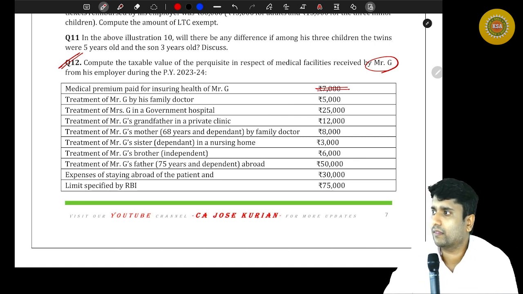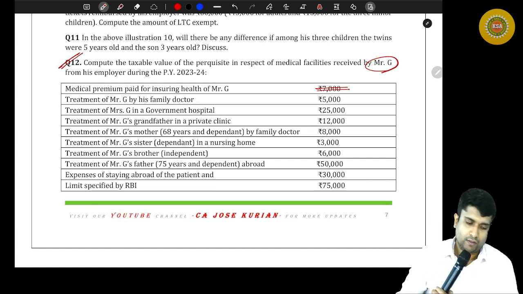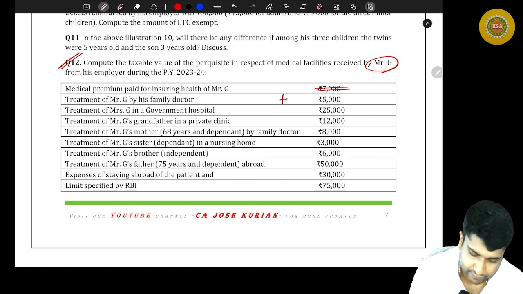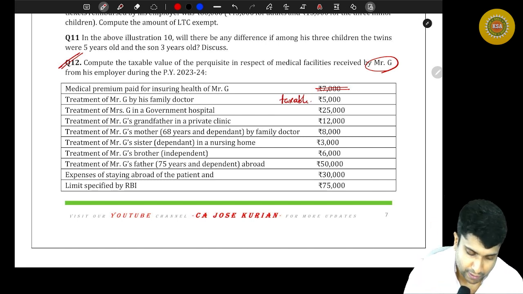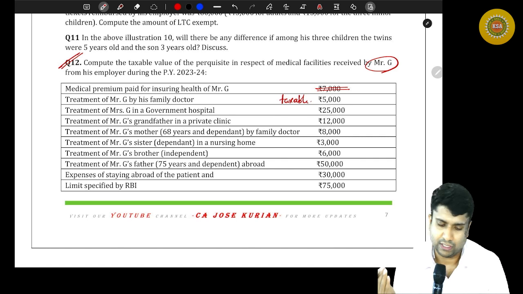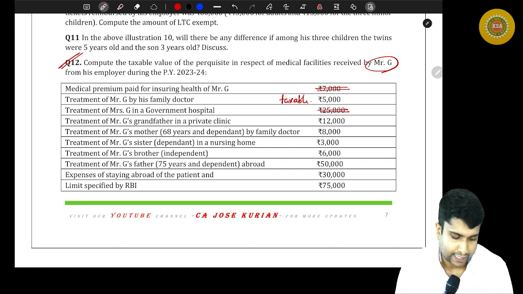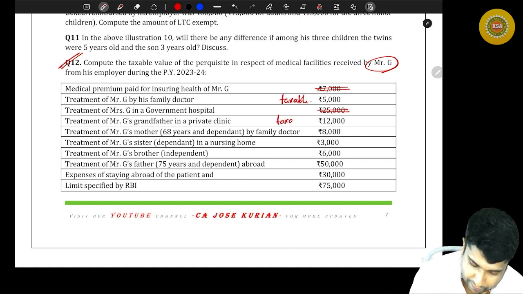What is the assumption? IRDA approved insurance only. Are you with me? What is number 2? Treatment of Mr. G by his family doctor, taxable. Then treatment of Mrs. G in government hospital. Mrs. G, family member, government hospital, exempted. Then treatment of Mr. G's grandfather, taxable. Why? Because grandfather is not your family member.